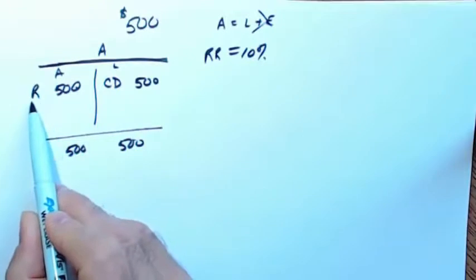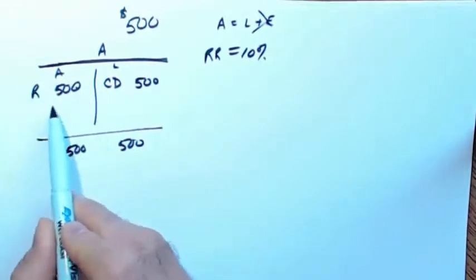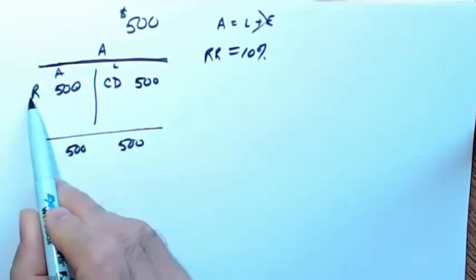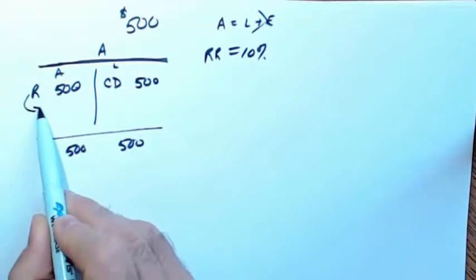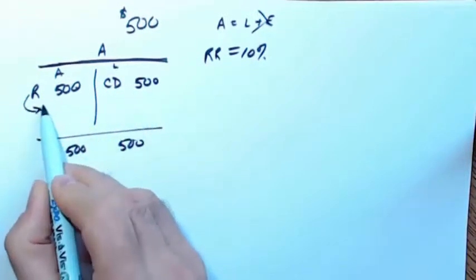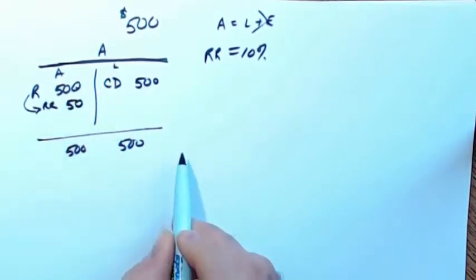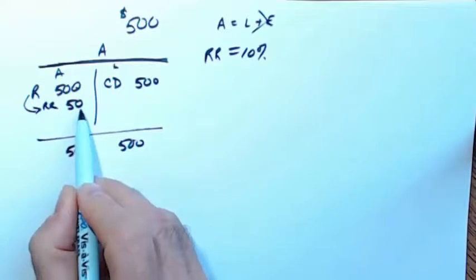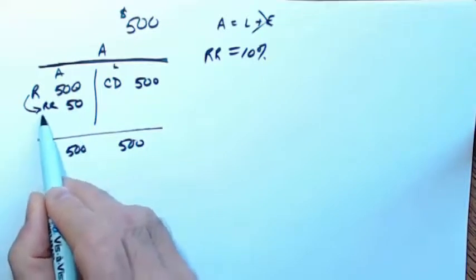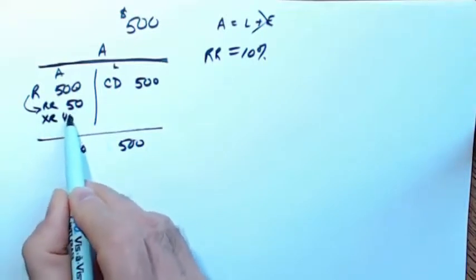Reserves just went up, and so I'm calling this R, reserves, $500. It really can be decomposed into two components, actually. The one is required reserves, which are 10%. Okay, so it's $50 for required reserves. And then excess reserves are $450 at this point.